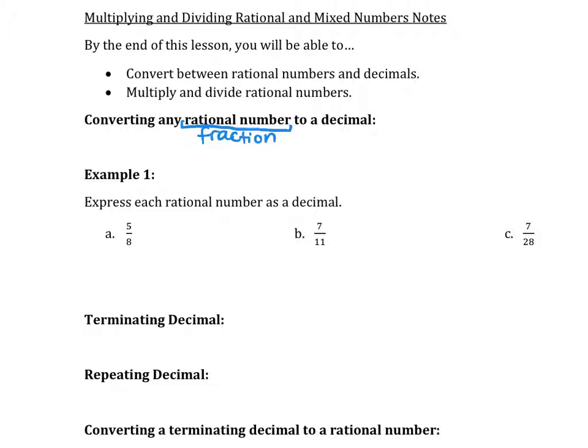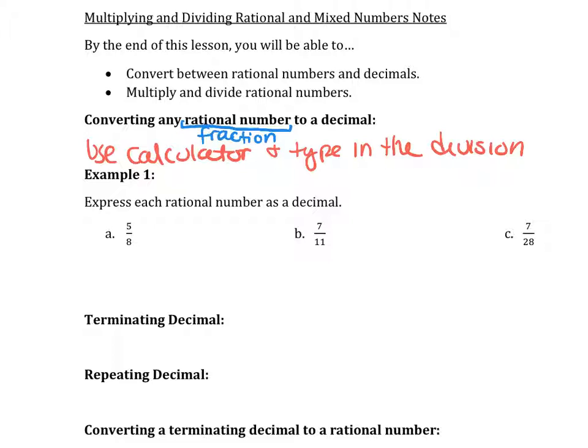But you don't have to hit math enter, because we want our final answer to be a decimal. So just use your calculator and type in the division. So you would just type in your calculator 5 divided by 8. Hit enter, write down the decimal.